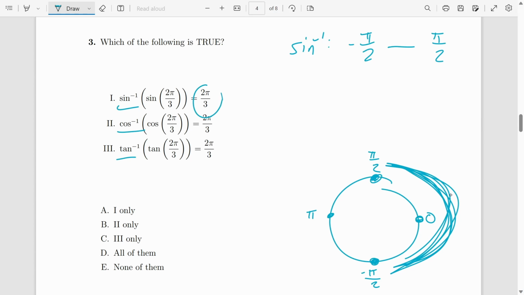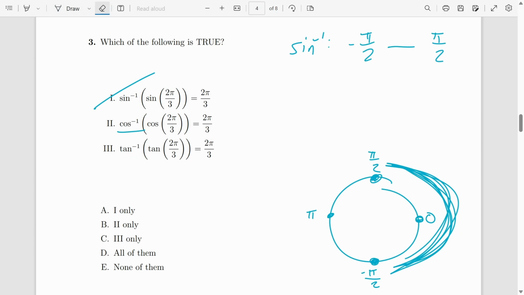And since 2 pi over 3 is outside of that range, when we plug in, do a sine and then an inverse sine, the answer will not be 2 pi over 3. It looks like sine is up and down. So if you do 2 pi over 3, which is about right there, it will actually return pi over 3 instead. So that's what happens if we do 2 pi over 3, so we know that 1 is false.